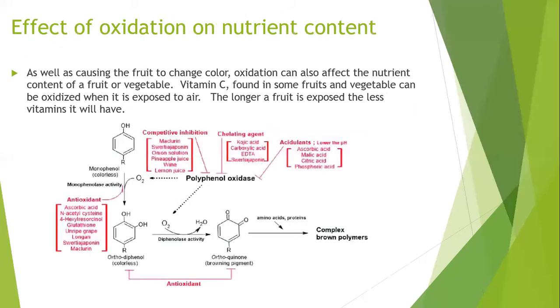Effects of oxidation on nutrient content, as well as causing the fruit to change color: oxidation can also affect the nutrient content of the fruit or vegetable. Vitamin C found in some fruits and vegetables can be oxidized when exposed to air, because vitamin C is very water soluble. The longer a fruit is exposed to open air, the less vitamin it will have.